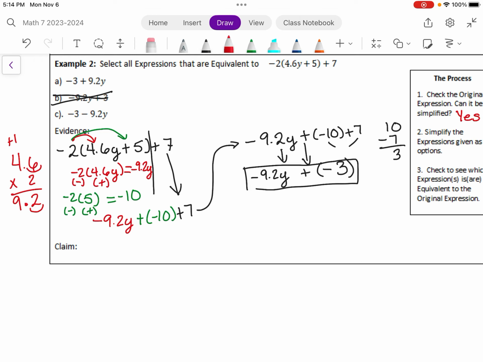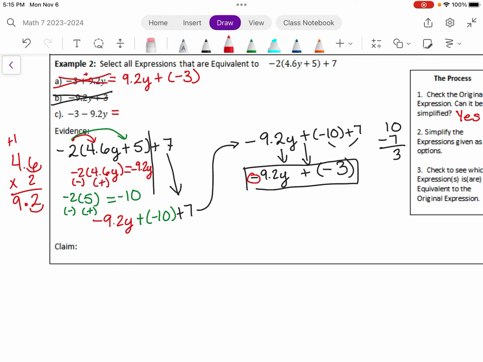Okay, now let's look at these other ones. I can move them around to make it look like the one I have. So I can put the 9.2y first, and this is a positive because it doesn't have a sign, so it's going to be a 9.2y. And then I can put my negative 3 at the end, so plus negative 3. This is also not an answer because in my original one, I have a negative 9.2y. So that is not an answer.